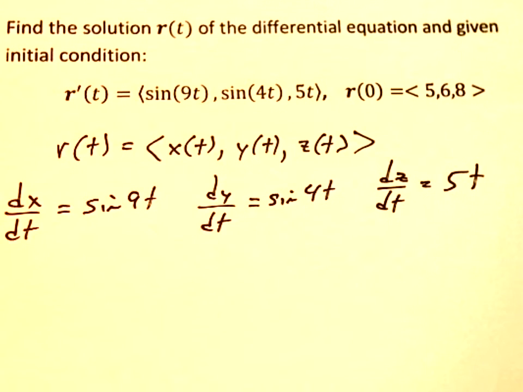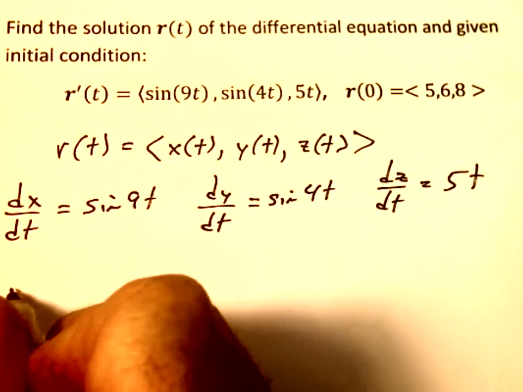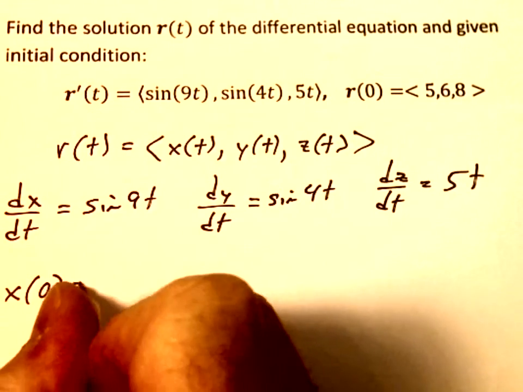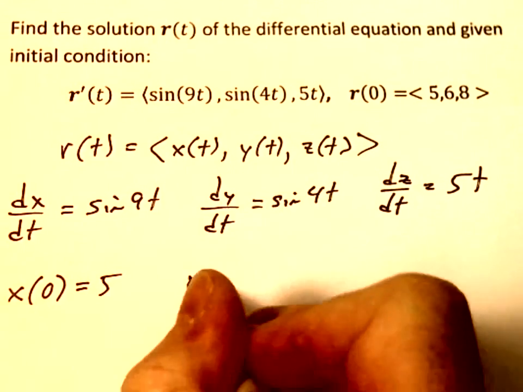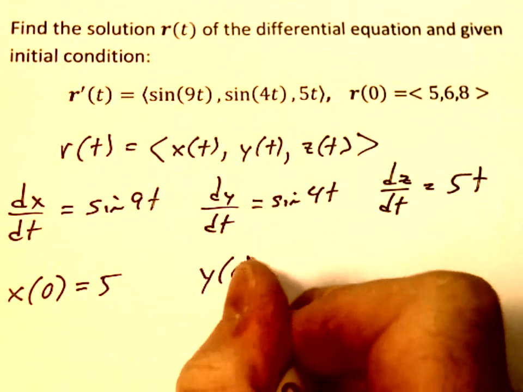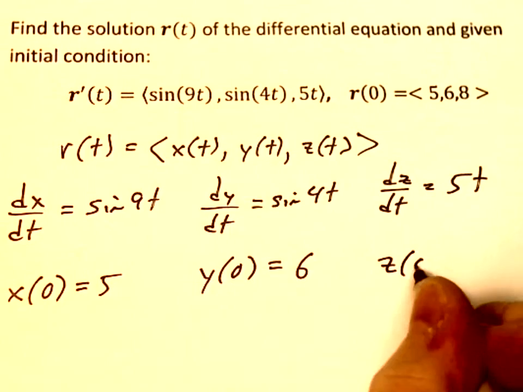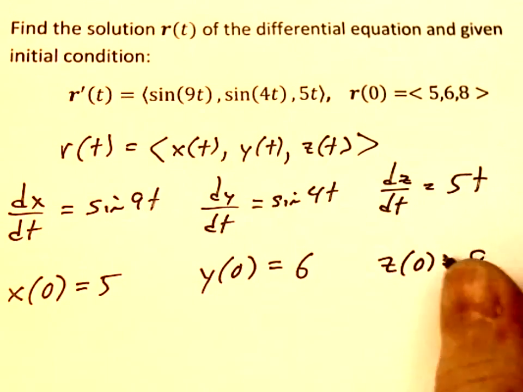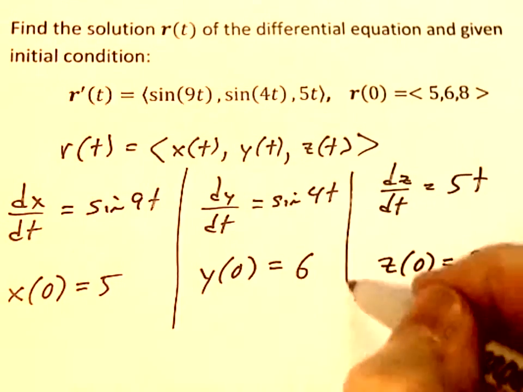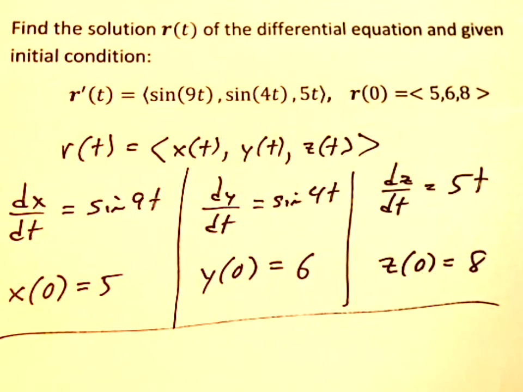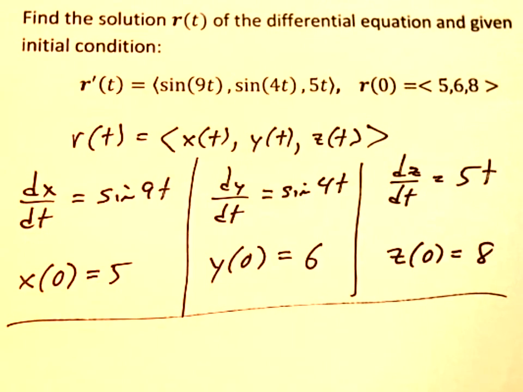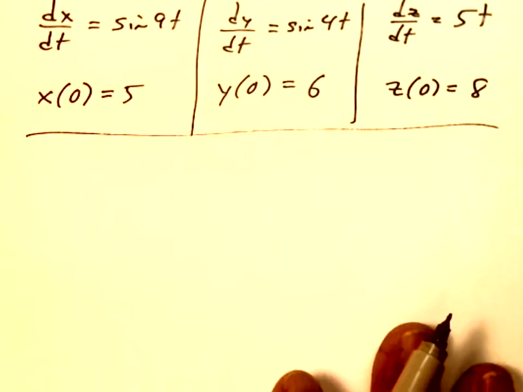And then for the initial conditions, we're going to have x of 0 equals 5, y of 0 equals 6, and z of 0 equals 8. And so essentially we get these 3 different differential equation problems that we have to solve.